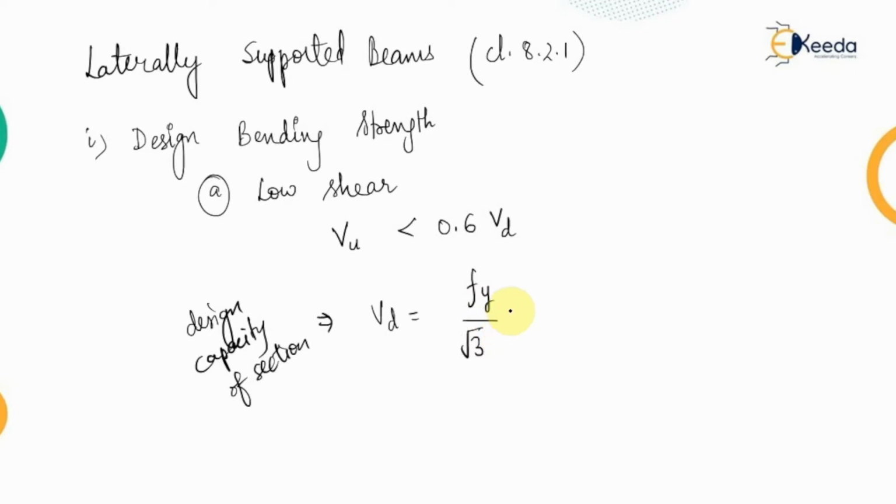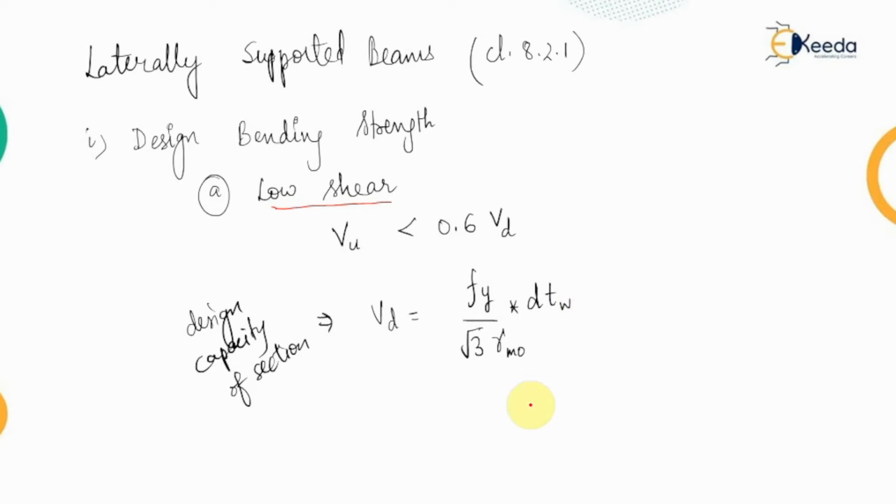We have already discussed that whenever we are talking about the shear capacity, it has to be taken by the term Fy by root 3. And since we are using the limit state method, we will be applying a factor of safety of gamma m naught, into the area of the web section, since only the web will be transferring the shear force. So this will give us the design capacity of the section. Now we will take 60% of this value and compare it with the factored shear force. If the factored shear force is less than 0.6 times the Vd value, then that will be classified as a low shear beam.